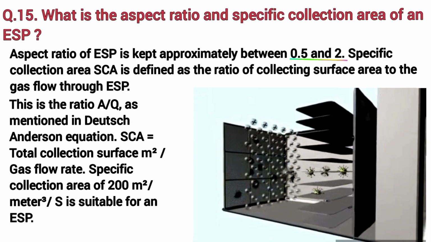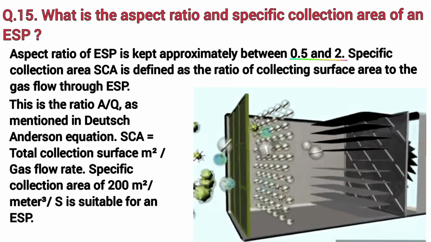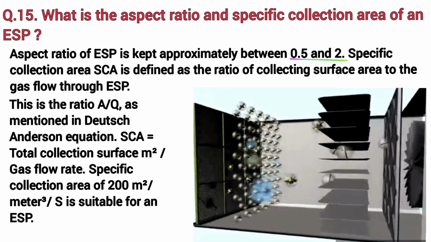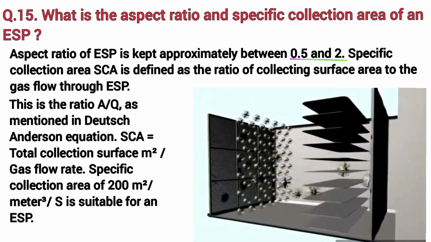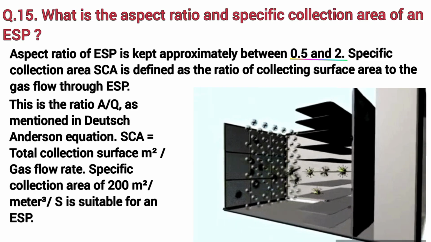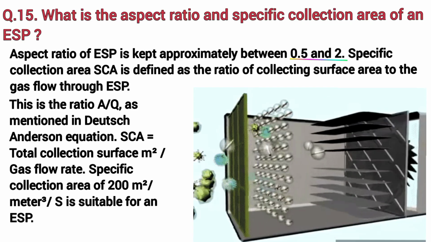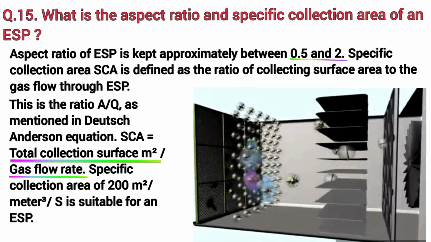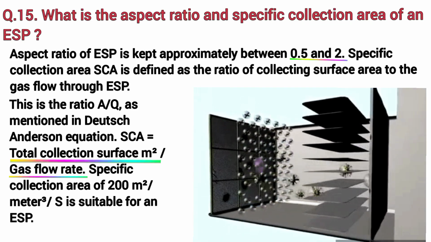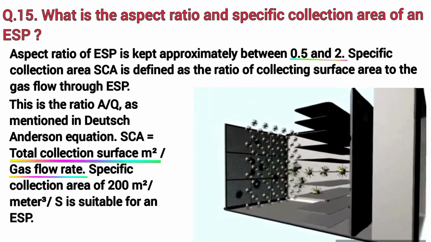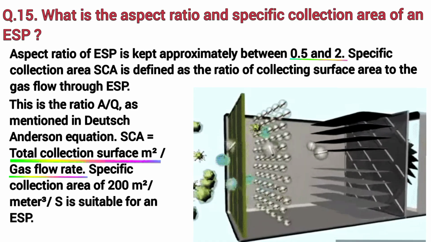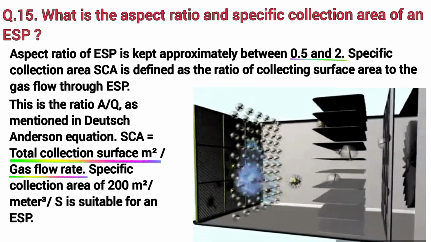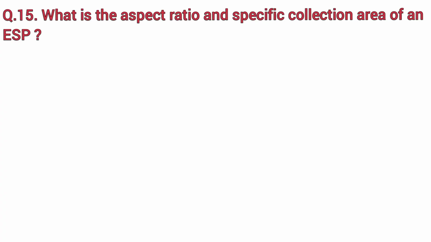Specific collection area, SCA, is defined as the ratio of collecting surface area to the gas flow through the ESP. This is the ratio A divided by Q, as mentioned in the Deutsch-Anderson equation. SCA is equal to total collection surface in m² divided by gas flow rate. A specific collection area of 200 m² per m³/s is suitable for an ESP.